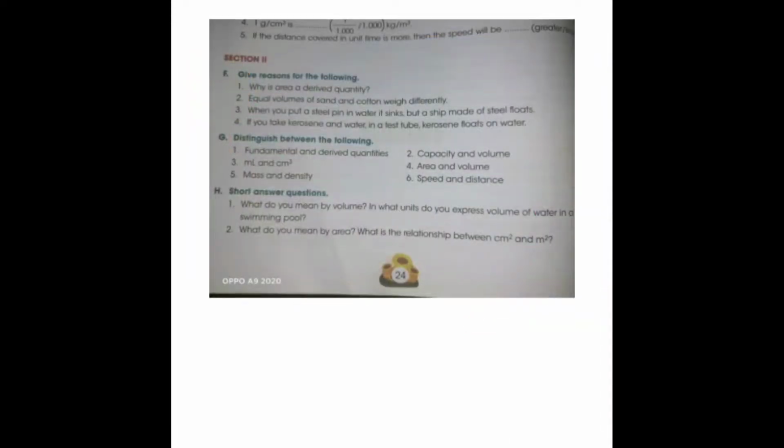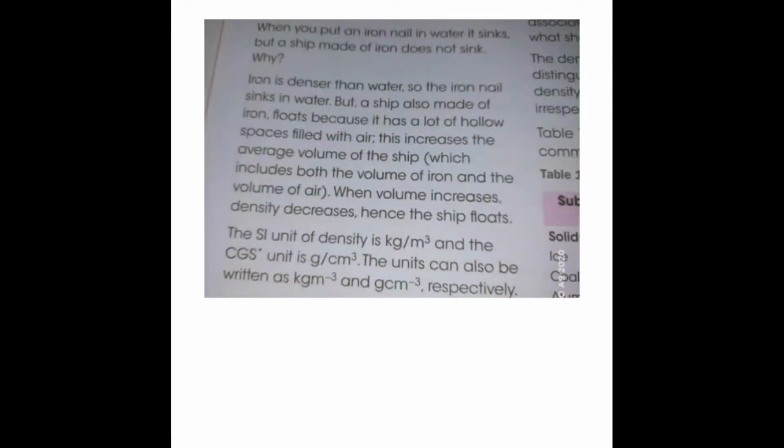Okay, next question: when you put a steel pin in water it sinks, but a ship made of steel floats. So number 3 answer we will see now. Number 3 answer we also have in our book. So from here you write: iron is denser than water, so an iron nail sinks in water, but a ship made up of iron floats because it has a lot of hollow space filled with air.